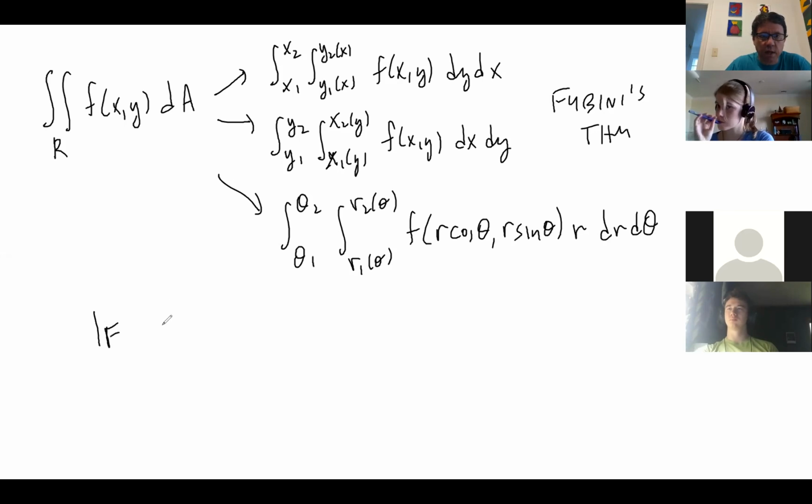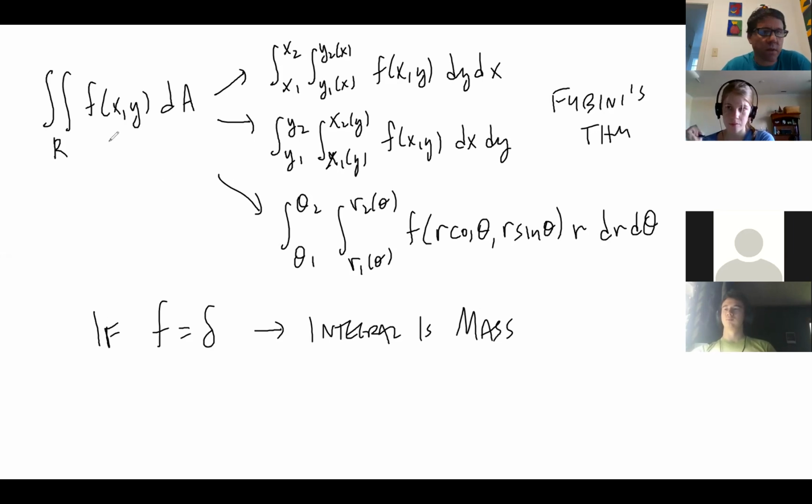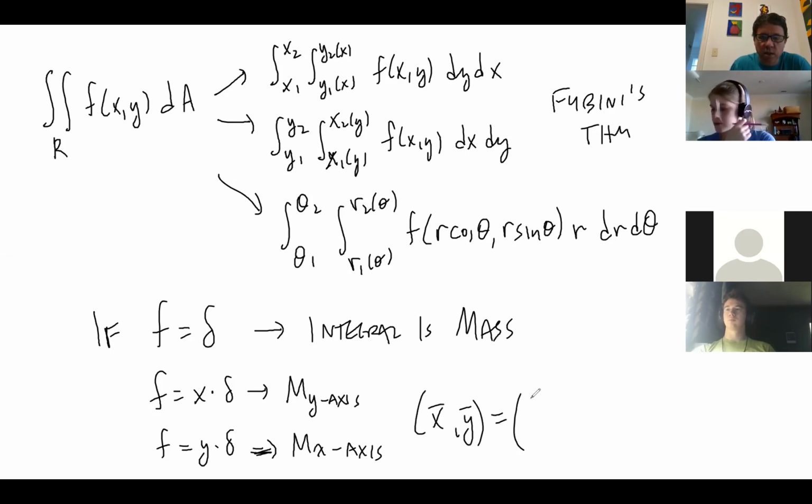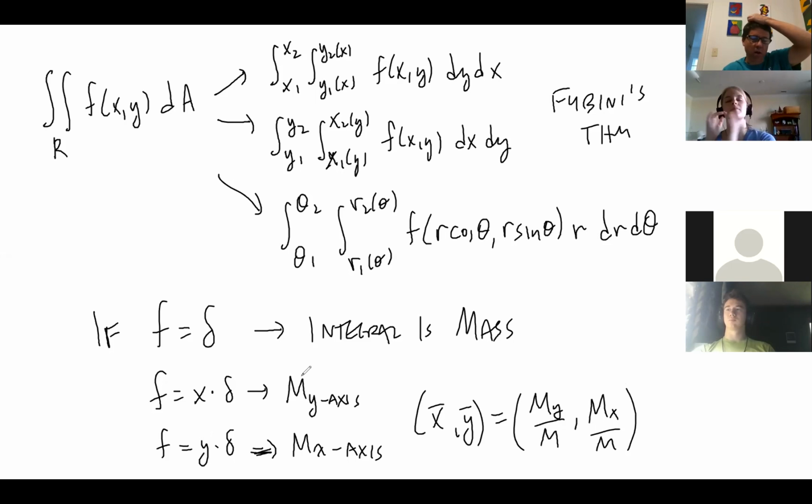If f is a density function, then the integral is the mass instead of the volume. If f is equal to x times delta, you get what is called M sub y axis. And if f is equal to y times delta, you get M sub x axis. And so if you put all that together, you can write the center of mass as My over M and Mx over M. Hopefully that all starts to make sense.